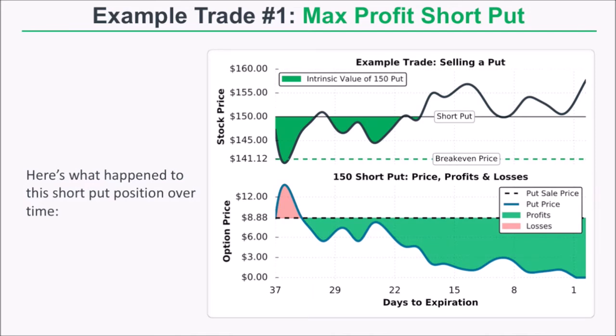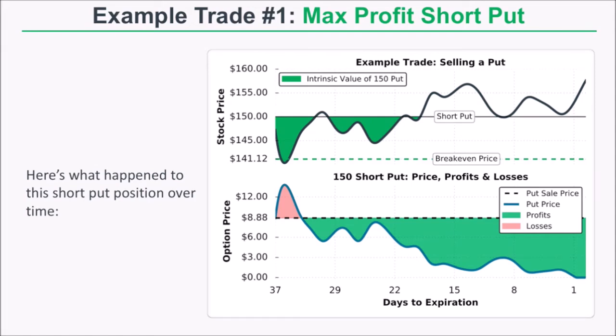Now, as we can see here, as the stock price was increasing and hanging around the short put strike price as time passed, that put option's value decreased steadily through time. And since that short put was out of the money at expiration, it expired worthless. So any trader that was short this put over this time period kept the full profit of $888, despite that one little loss right there in the beginning.